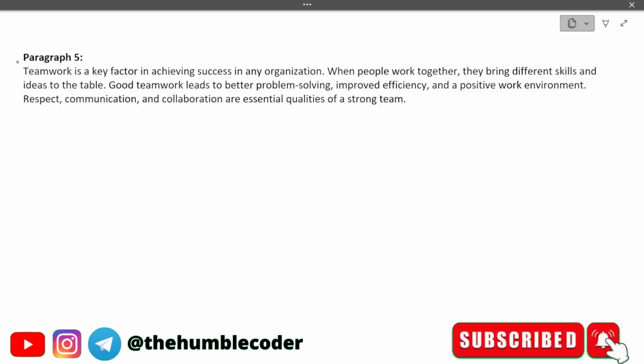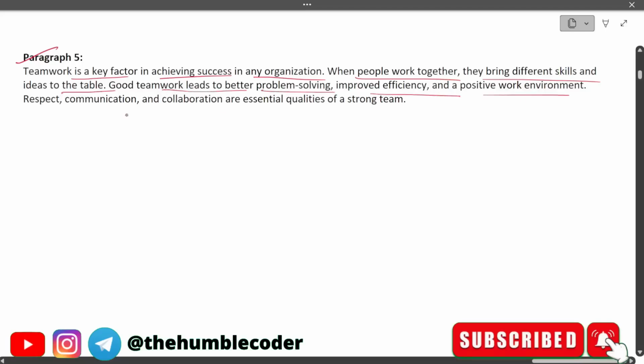The next paragraph that we have is, teamwork is a key factor in achieving success in any organization. When people work together, they bring different skills and ideas to the table. Good teamwork leads to better problem solving, improved efficiency, and a positive work environment. Respect, communication, and collaboration are essential qualities of a strong team.